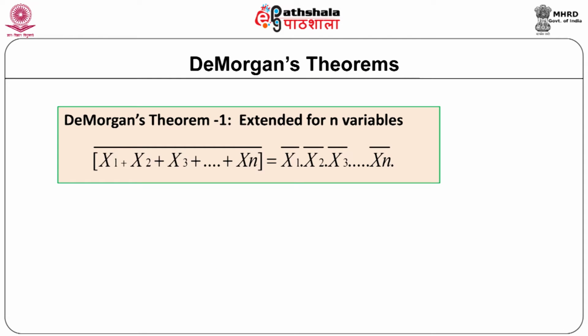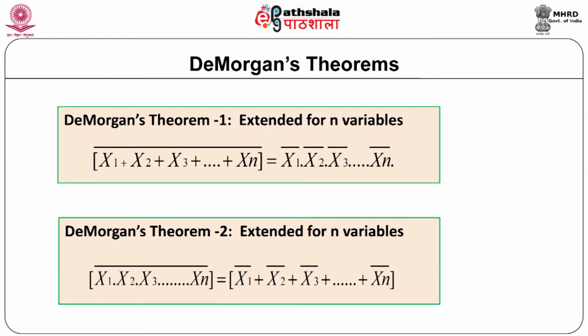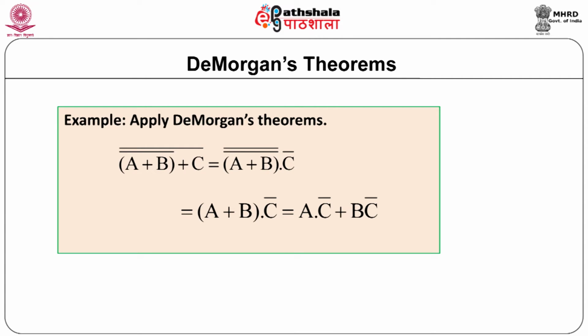In general, De Morgan's theorems can be extended for n variables. Complement of sum of variables is equivalent to product of complements of n variables. Similarly, complement of product of n variables is equivalent to sum of complements of n variables. Let us now take an example of De Morgan's theorem. Let us apply it for the Boolean expression.